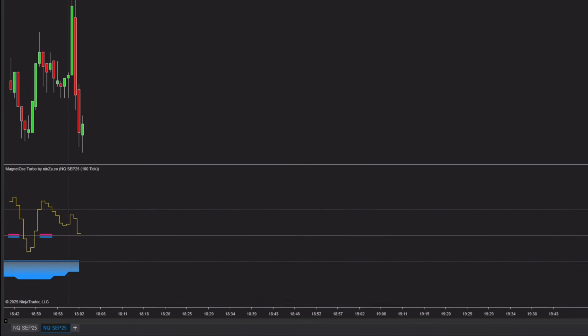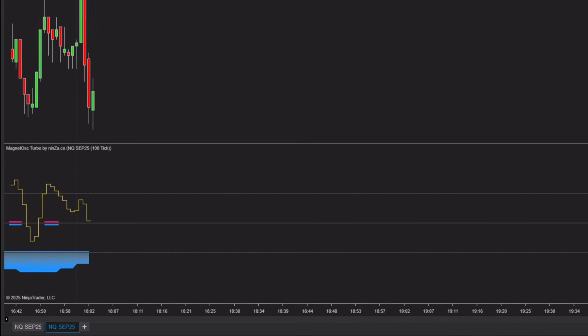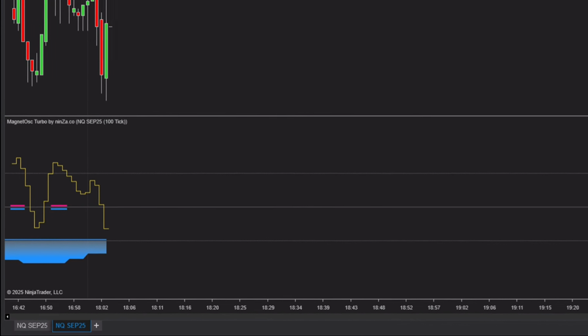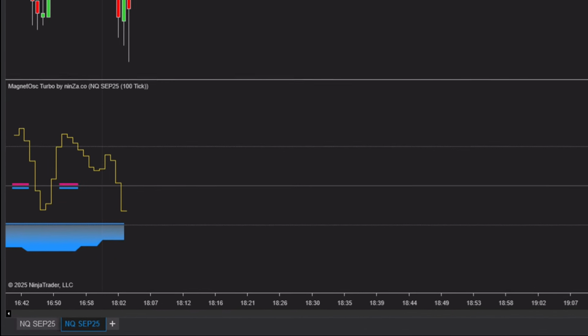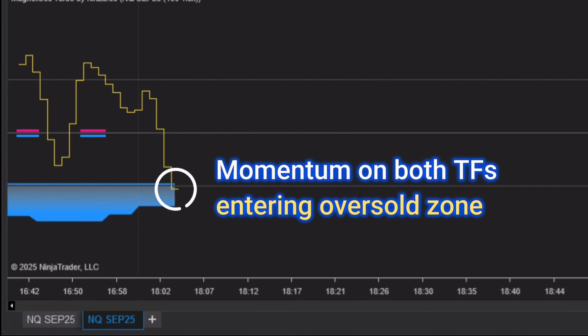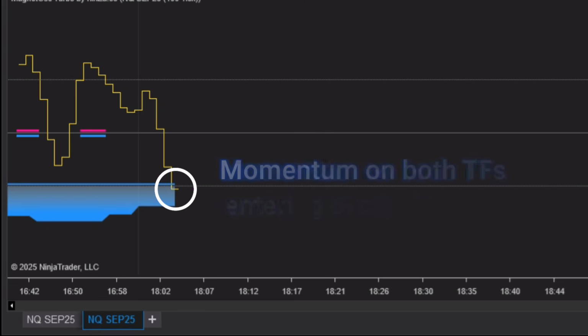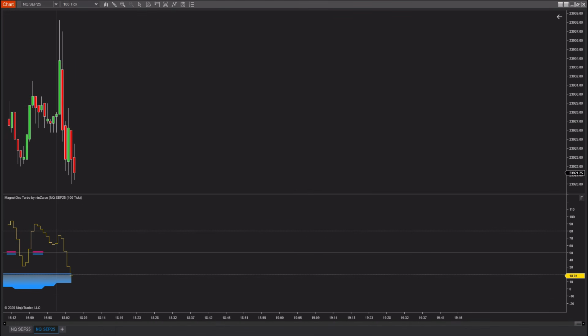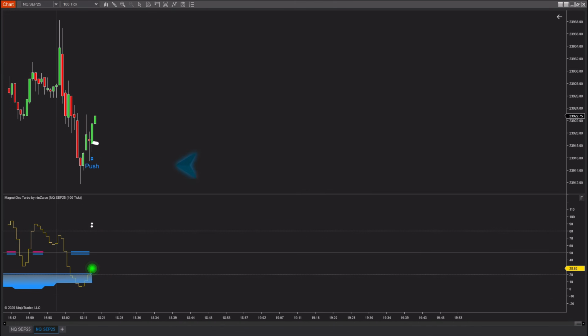As you already know, this signal is generated when momentum on both time frames, the current time frame and the higher time frame, simultaneously enters either the overbought or the oversold zone. However, the real upgrade that Magnet OSC Turbo brings is that it doesn't just rely on both time frames entering the overbought or oversold zones.